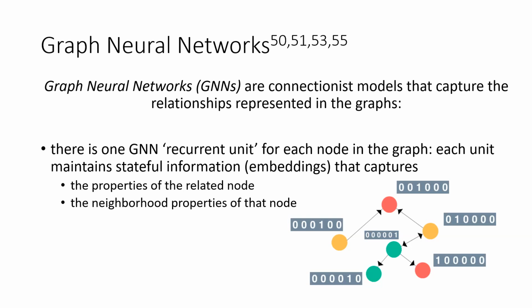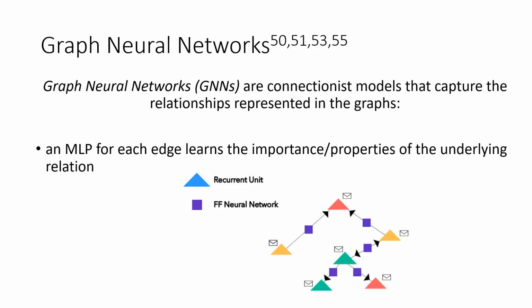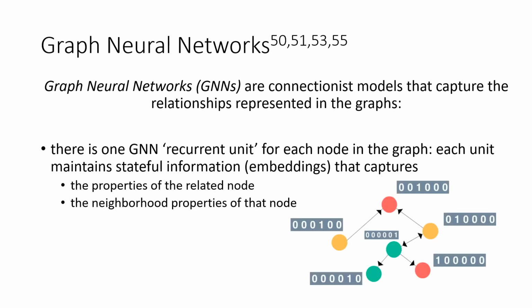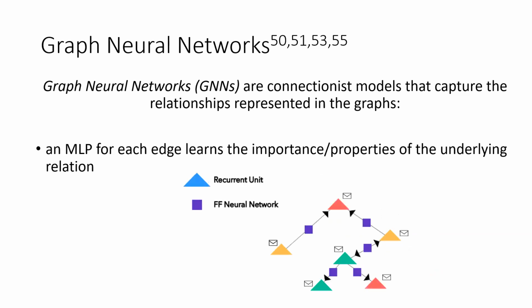In the graph neural network, there is what is called the recurrent unit for each node in the graph, and each unit maintains stateful information, and that's the embedding of the graph that captures the properties of the related node, as well as the properties of the neighborhood of that node. This recurrent unit is, as we said, the embedding, and we'll have it here as the triangle.